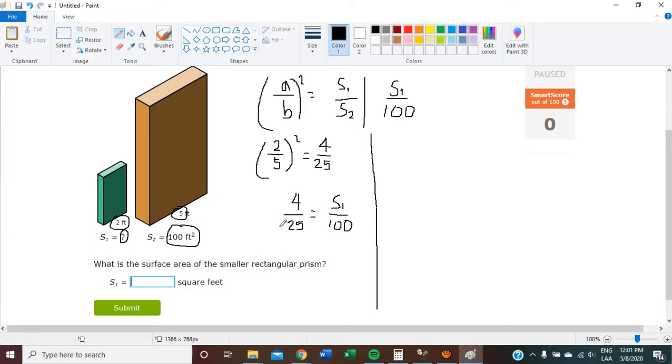you have to multiply this 4 divided by 25 by the product of this, so 25 times 100, equals this times this, as 1 divided by 100 times 25 times 100.